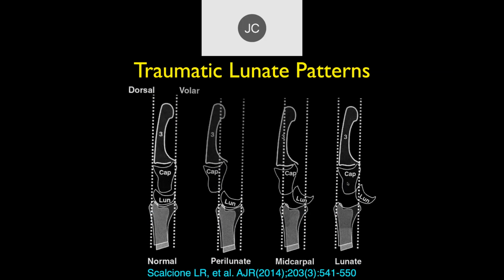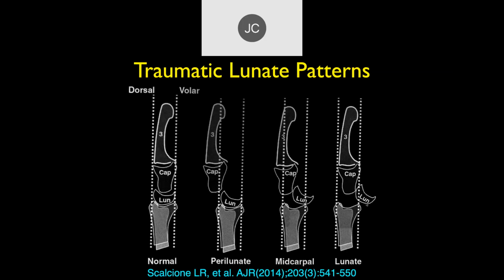So just to recap this, here's the normal, where the capitate is kind of collinear with the lunate, which is collinear with the radius. Perilunate dislocation, the capitate is dislocated posteriorly. The lunate more or less stays in similar position. Mid-carpal dislocation, the lunate subluxes a little bit anteriorly, the capitate a little bit posteriorly, and the lunate, the most extensive instability lesion, you have anterior dislocation of the lunate.